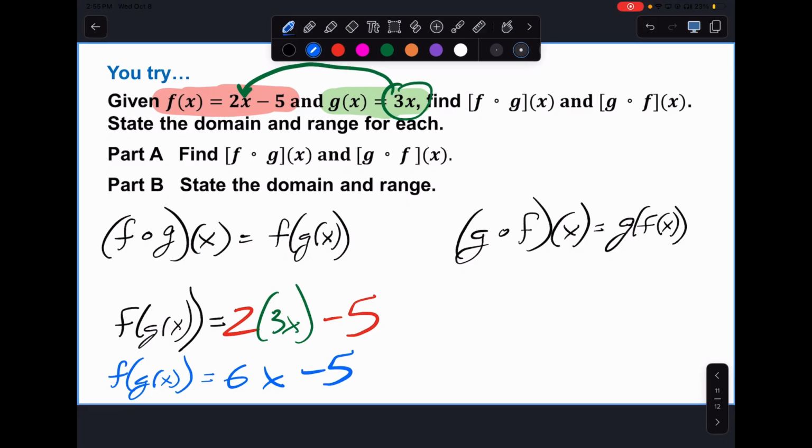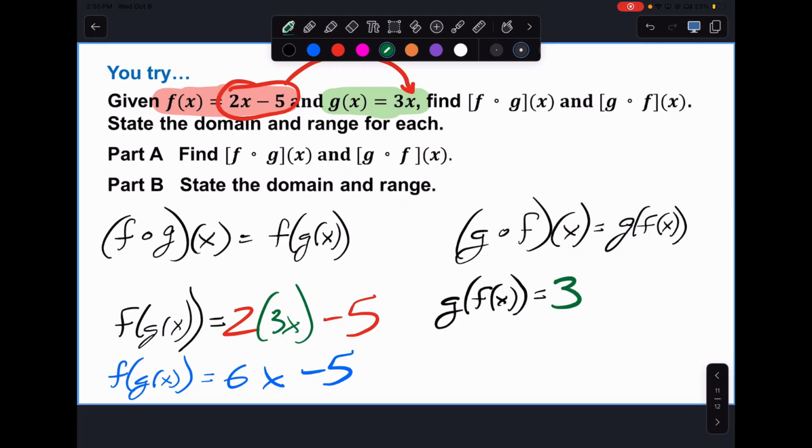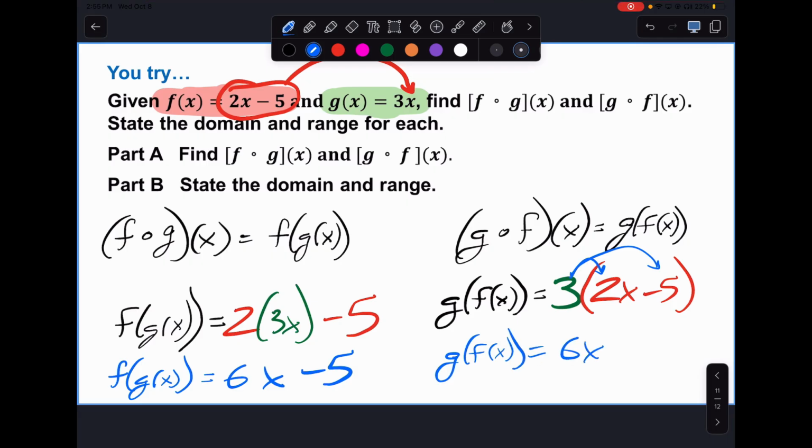Now the other one is similar, but different, because we're doing the opposite. I am taking my red one and plugging it into my green one. So I'm going to start with my green. G of f of x. And we're going to go 3, but instead of x, I'm going to put 2x minus 5. Now we distribute. G of f of x equals 6x minus 15. They are similar, but not the same.